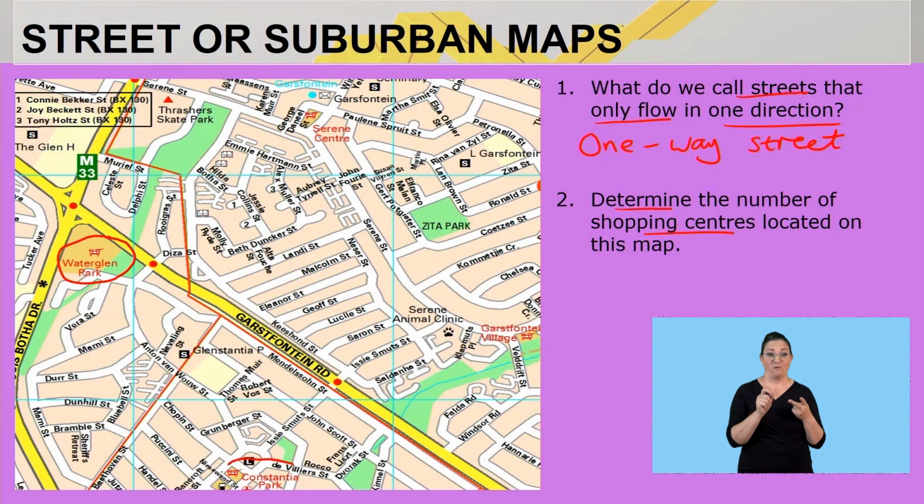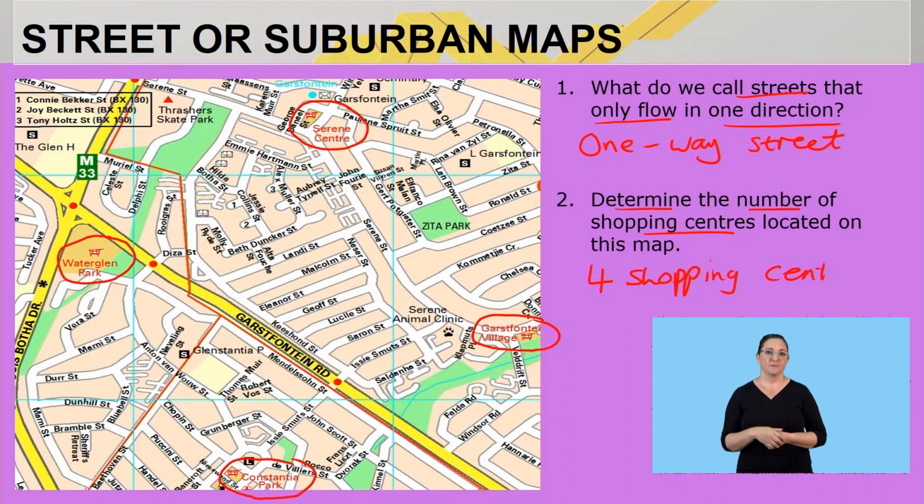I can see there's another one here, Constantia Park Shopping Center. Here on my right-hand side, east on the map, is Garsfontein Village Shopping Center. And then right here on top, I also see Serene Center. So all in all, I counted 1, 2, 3, 4. It says we have to determine the number of shopping centers, not identify or write down the names. So I'll indicate that on this street map, I located 4 shopping centers. Guys, is that clear to all of you?